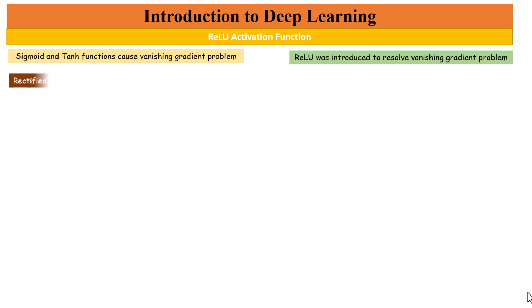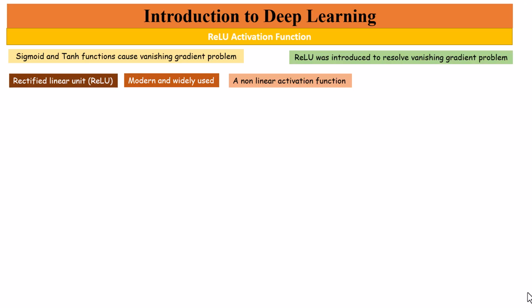Rectified Linear Unit, called ReLU, is a more modern and widely used activation function. It is also called the father of all activation functions, meaning that to achieve maximum accuracy and efficiency, ReLU is preferred over other activation functions. It is a nonlinear activation function, allowing neural networks to learn complex patterns and making backpropagation more efficient. Its range is [0, infinity), meaning the function only outputs non-negative values.